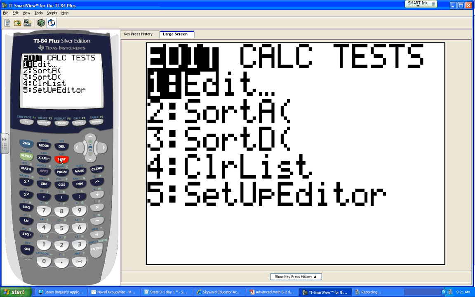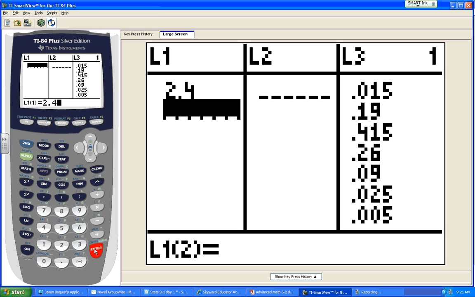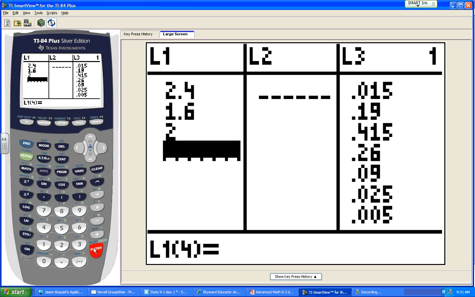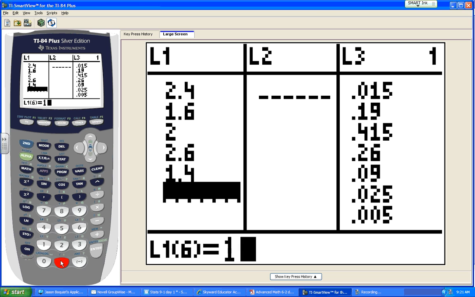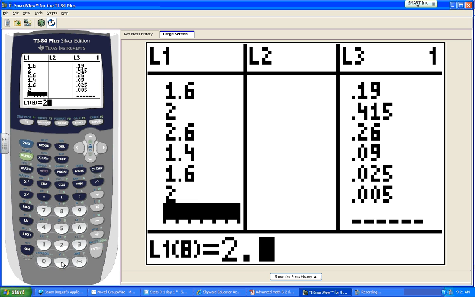And now let's go in there and edit, right? Oh, well, we did have some stuff in there, didn't we? Okay. So I normally just go down one of them. Make sure you hit enter, though. And make sure you check them when you're done. Make sure they are the correct values.